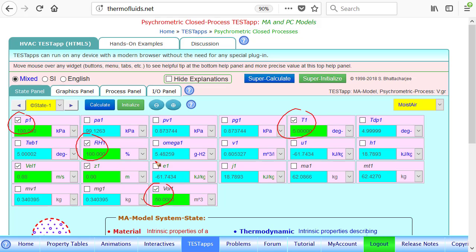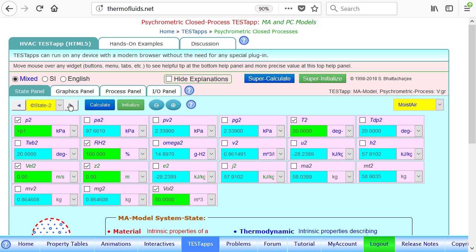For state 2, similarly, we have all the information. The volume is 50 m³ again. Pressure is given to us as 100 kPa. By the way, it could be different, but in this particular problem, it happens to be the same. Temperature is given and relative humidity is 100%. Okay, what about state 3?